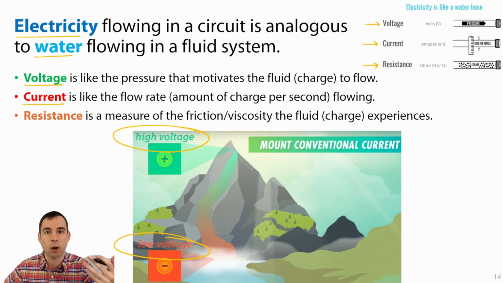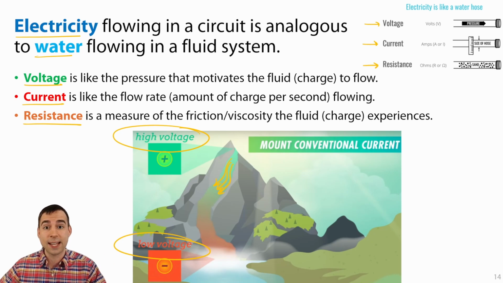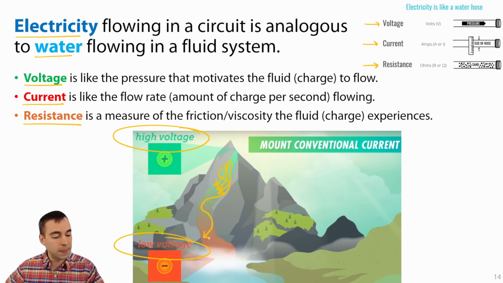And that's a lot like the current. How much current is actually contained in this river that's flowing. That's like the electrical current. And the resistance is a measure of how much friction or viscosity is experienced along the way. So if this current feels a lot of bumps and turns that prevent it from flowing freely, that would be like a very resistive sample.